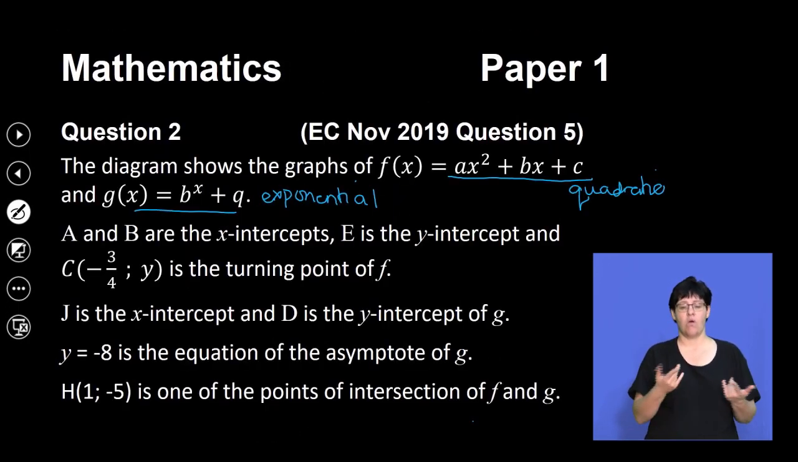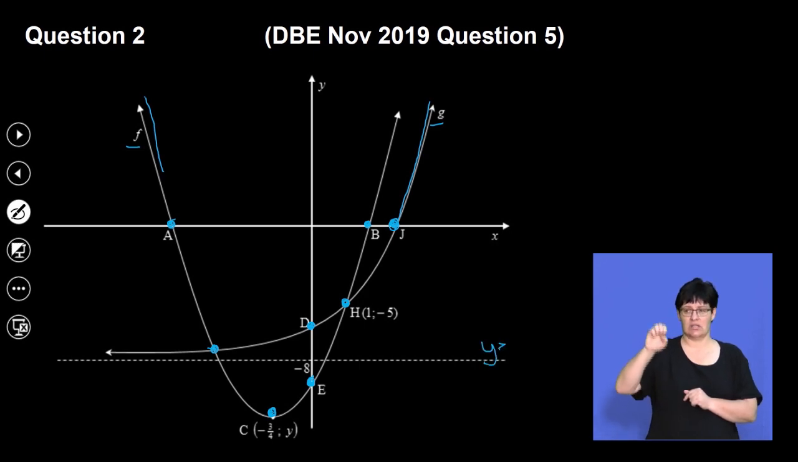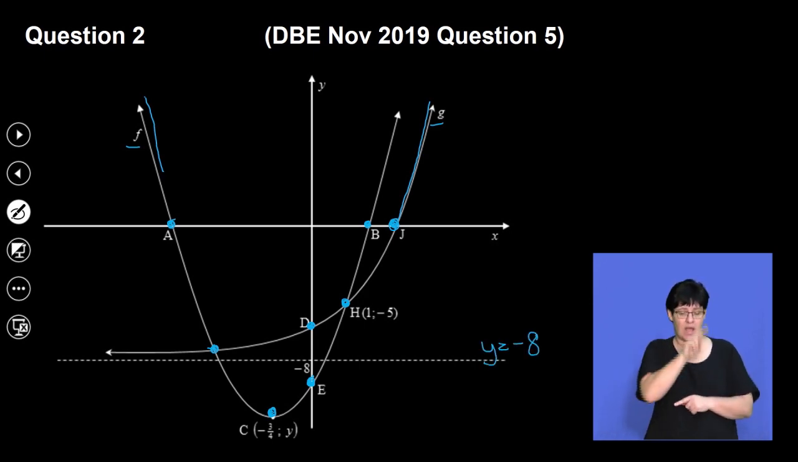Okay, and y equals -8 is the equation of the asymptote of g. And finally, we're told that H, which has the coordinates 1, -5, is one of the points of intersection of f and g. So there's H over there, which we can see is one point of intersection. There's another point of intersection over there. And here is the asymptote. This is the horizontal asymptote of that exponential function, and it has the equation y equals -8.